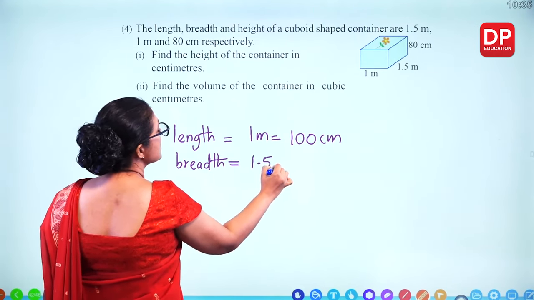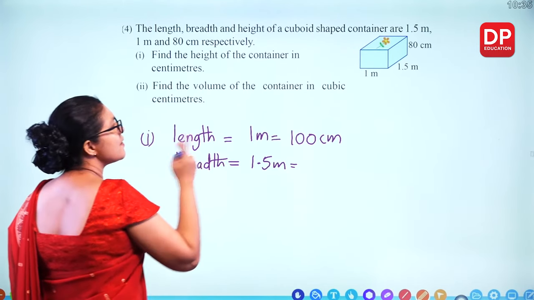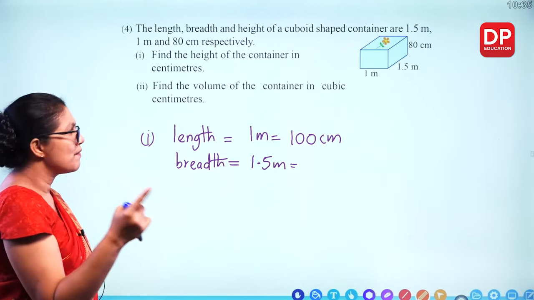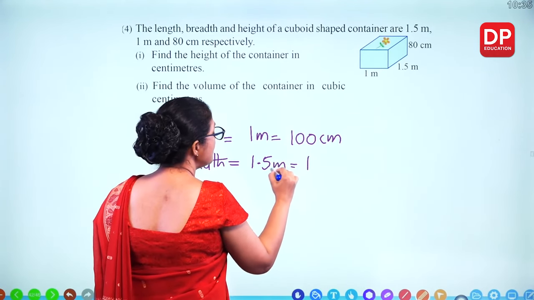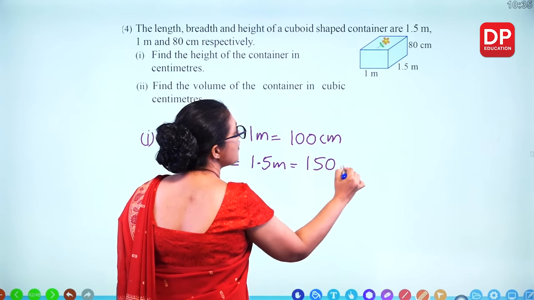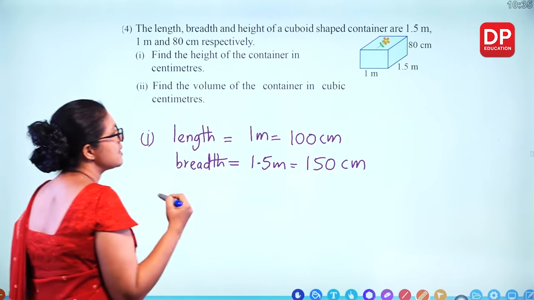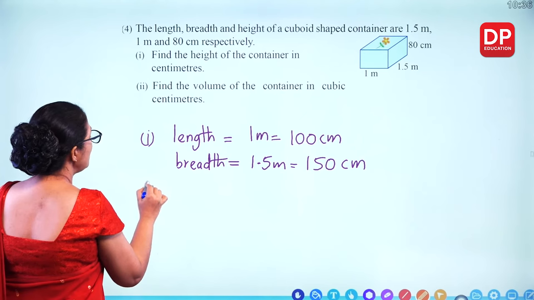1.5 meters. We can take it the other way around as well. Length as 1.5 and breadth is 1 meter. So multiplied by 100, 150 centimeters. Now find the volume.